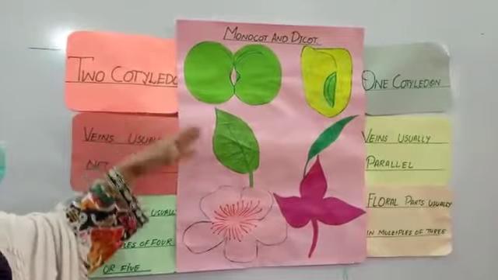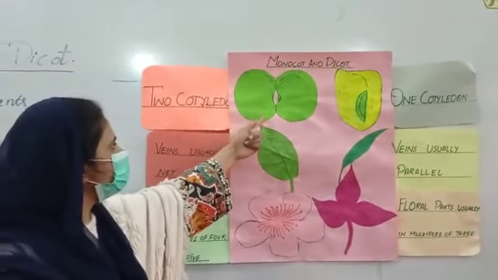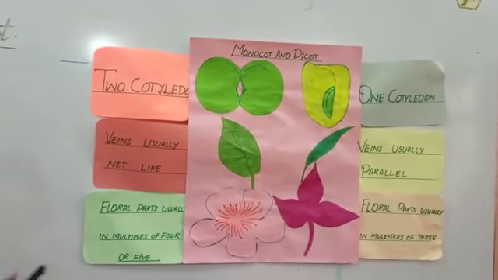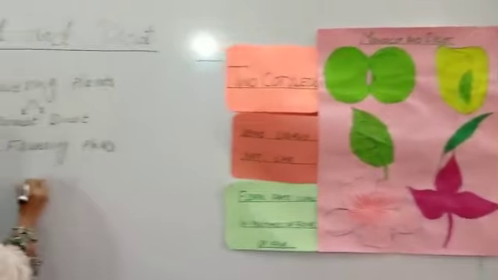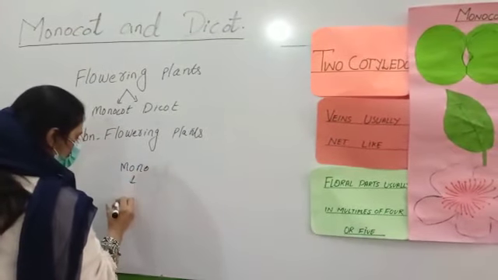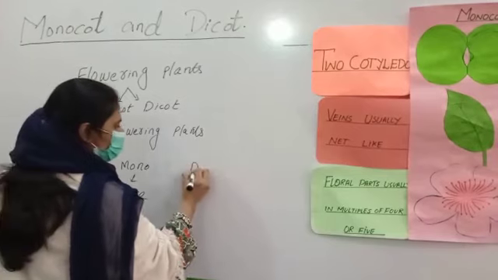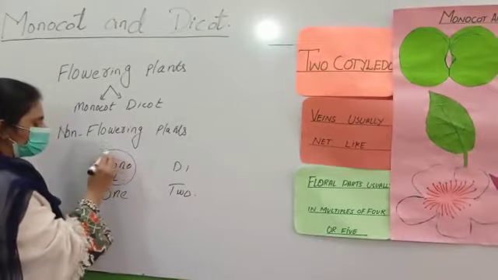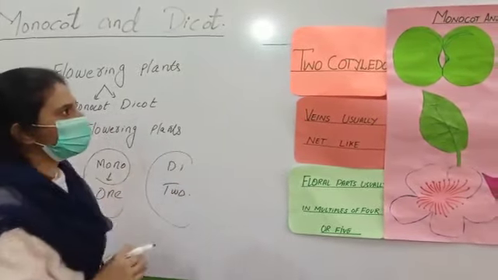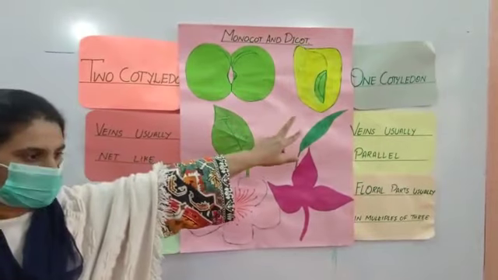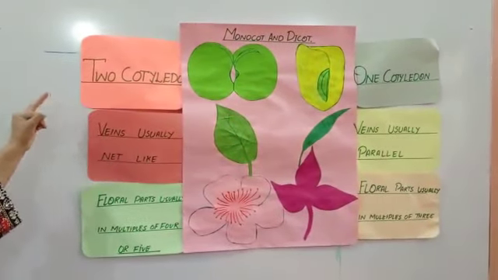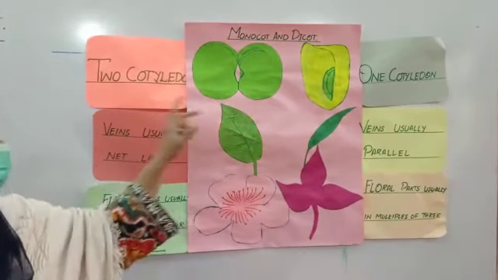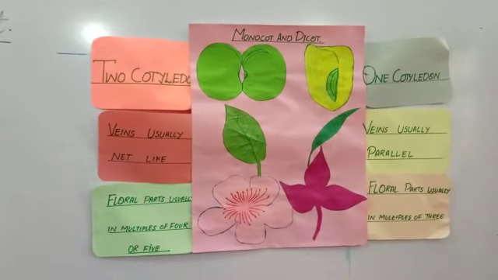Here are some pictures which I have pasted. This is the cotyledon. Monocots and dicots have cotyledons. Mono means one, and di means two. So from mono and di we understand that monocot plants have one cotyledon and dicot plants have two cotyledons.